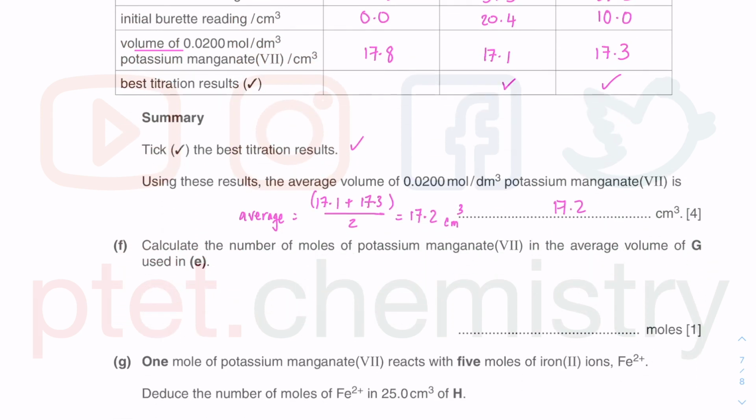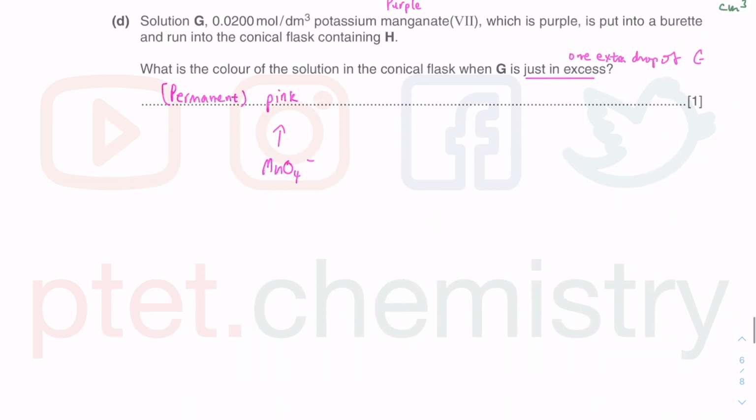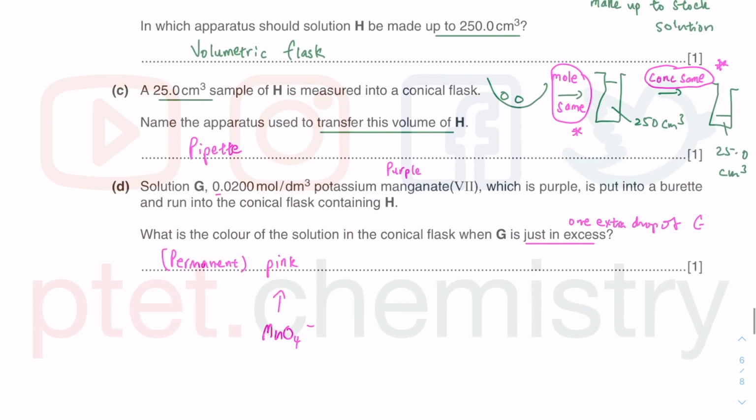As with all these kinds of questions, they want us to work out the mole. This is the mole of the KMnO4. KMnO4 is basically K plus and the MnO4 minus. So I'll just write the mole of MnO4 minus, which is the same as the mole of KMnO4. Do I know the concentration? Do we know the concentration? The concentration is 0.0200 mole per dm³ KMnO4.